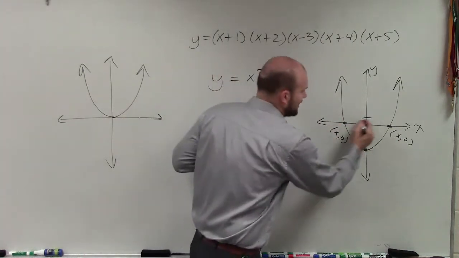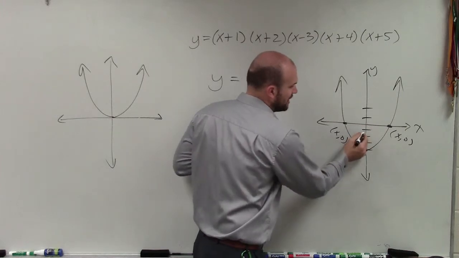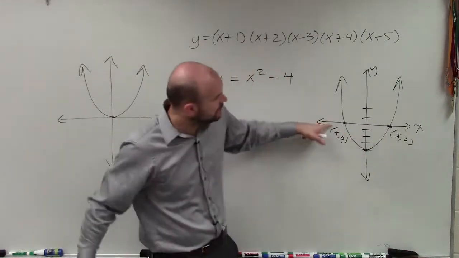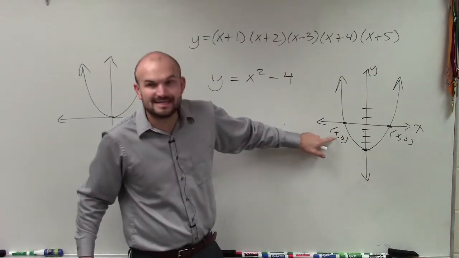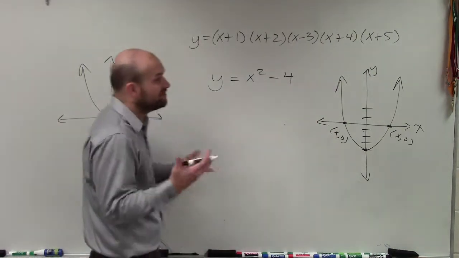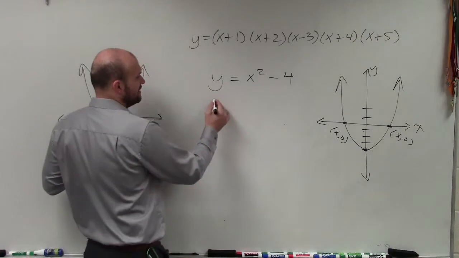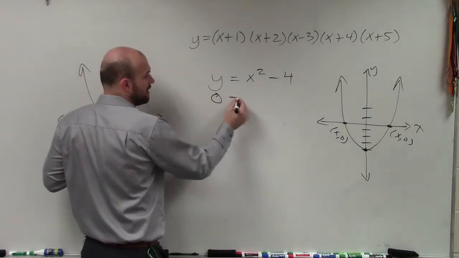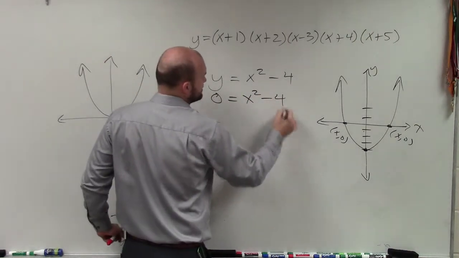Because here, y equals 1, y equals 2. Here, y equals negative 1, y equals negative 2. So on the x-axis, y is equal to 0. Does that make sense? So to find those values, what we did is we plugged 0 in for y, and we said 0 equals x squared minus 4.